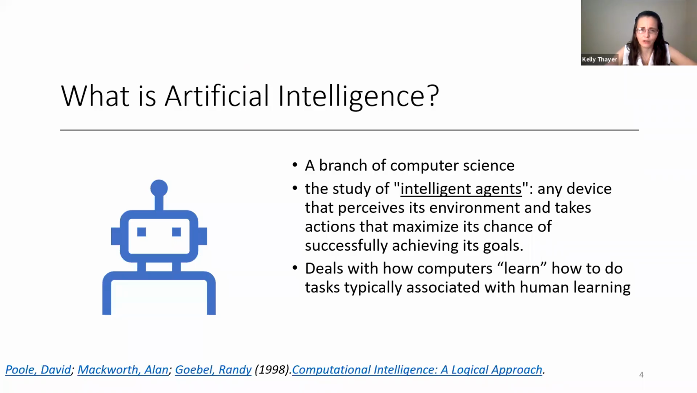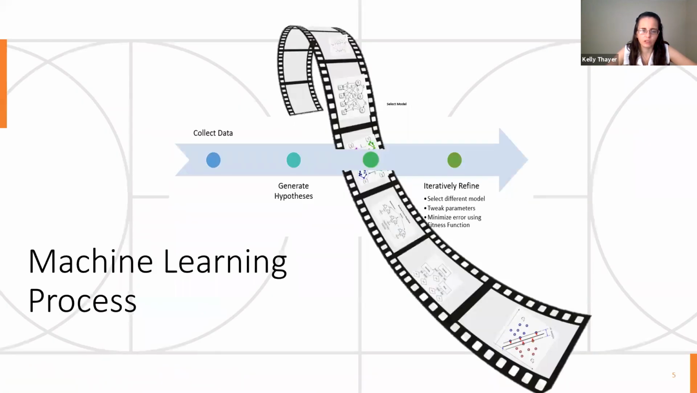So what exactly is artificial intelligence? It's a branch of computer science, the study of intelligent agents, which is any device that perceives its environment and takes actions to maximize the chance of successfully achieving its goals, where the goals are something the user defines. And that's going to deal with how computers learn or how to do tasks typically associated with human learning. That's why we call it artificial intelligence.